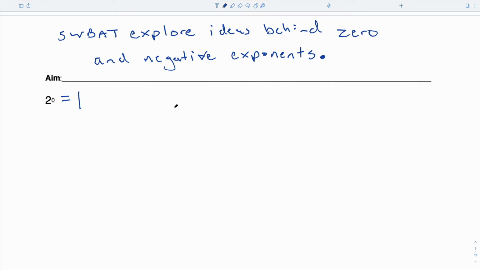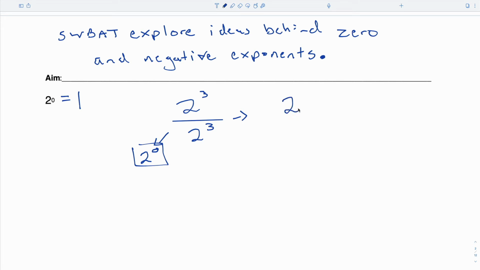So let's just say we have 2 to the 3rd, and we're going to divide by 2 to the 3rd. We know the quotient property says to subtract. So 3 minus 3 would give me 2 to the 0. So far that looks like what we started with. Now, why in the heck is 2 to the 0 actually 1?